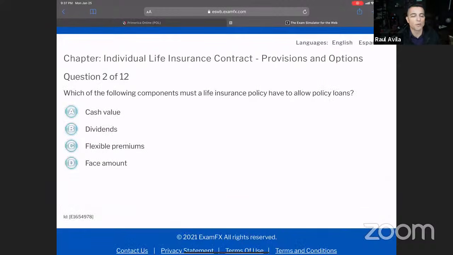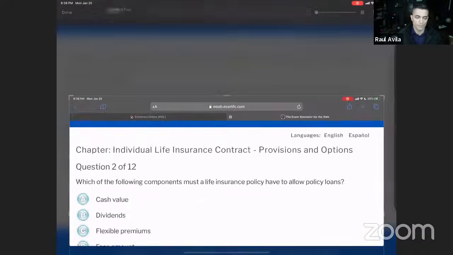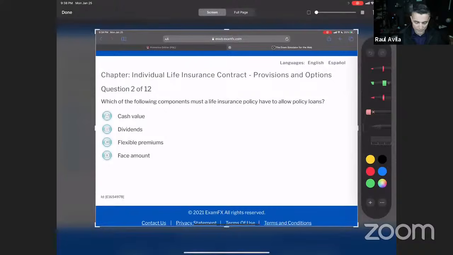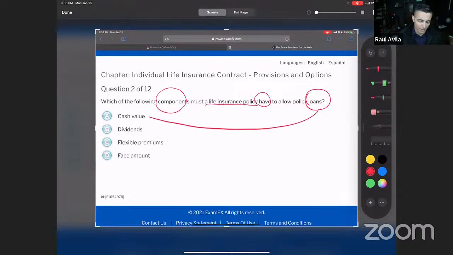Number 2, which of the following components must a life insurance policy have to allow policy loans: cash value, dividends, flexible premium, face amount? Okay, so this one says a component that a life insurance policy must have to allow policy loans. Loans have to do with the cash value. It has to have cash value. If it has cash value, then you can pull out a loan. If it doesn't have cash value, you can't get a loan.